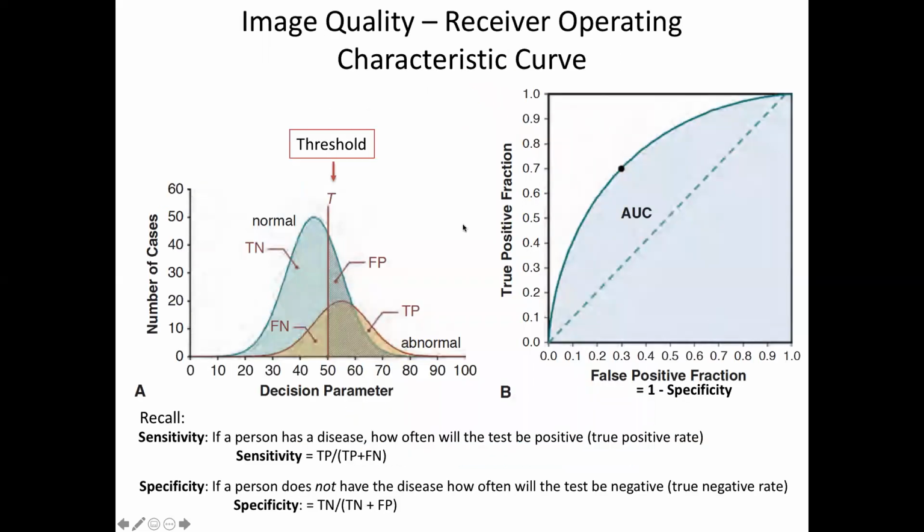So how do you come up? Remember we talked about the probability density function of a measurement in the group that was abnormal and a measurement in the group that was normal. And so we can plot that, and this is in the Wishburgh book, these diagrams. And we're going to create a thing called a receiver operating characteristic curve.